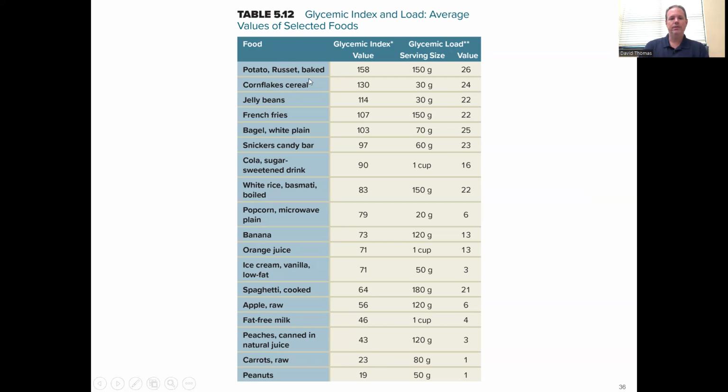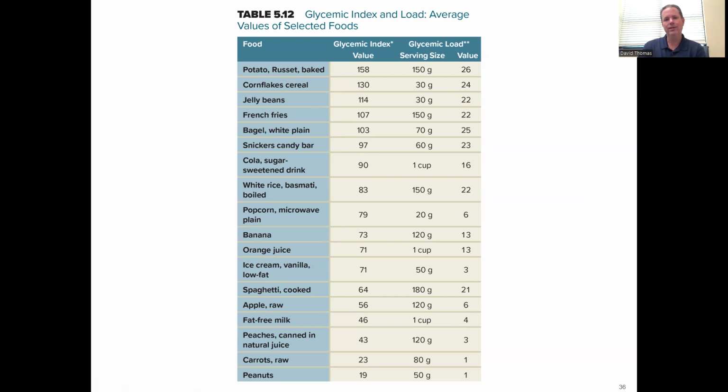It may be surprising that even something like a candy bar has a lower glycemic index than just a plain baked potato. It just depends on what kind of carbohydrate is there, what type of sugar is there, how quickly does it get absorbed from the intestines, makes its way to the bloodstream, and affects our overall glucose levels. Okay.